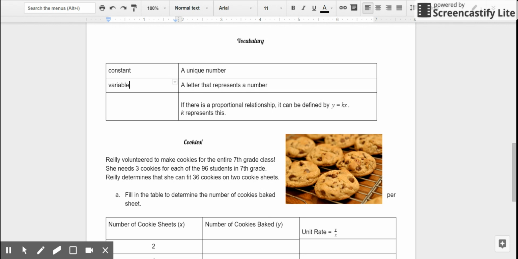I used another keyword here. A variable is a letter that represents a number. So we could use X, we could use Y, we could even use a smiley face. Anything that's not a number that we're using to represent a number.